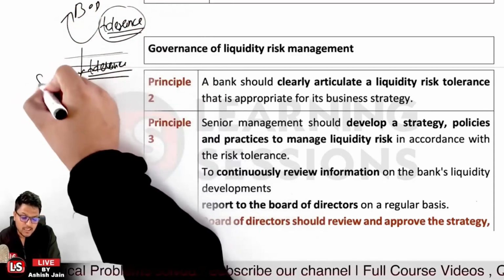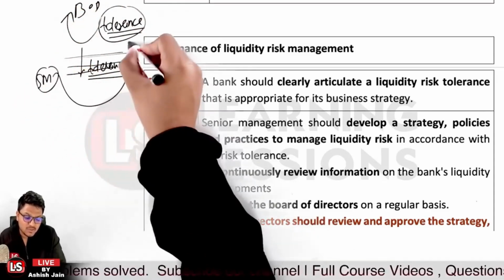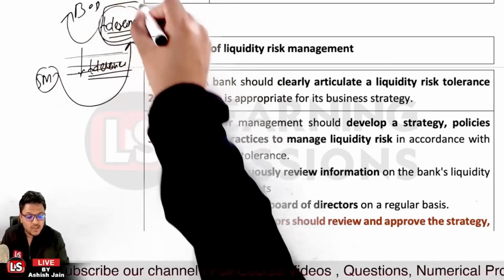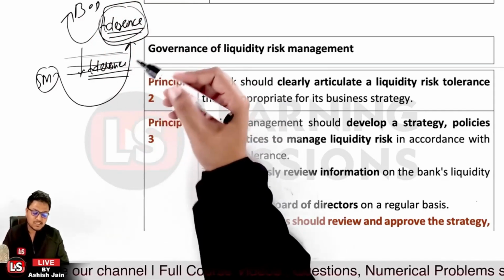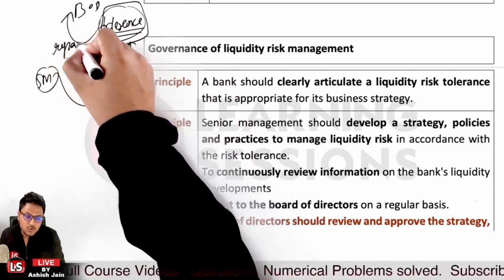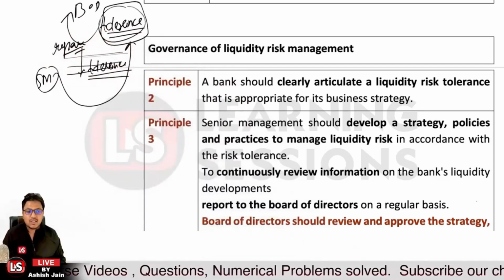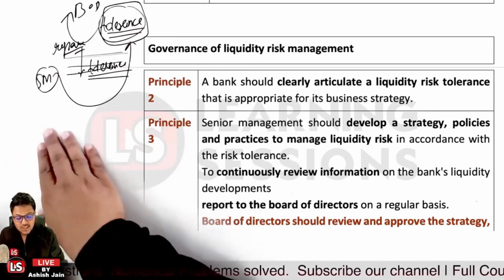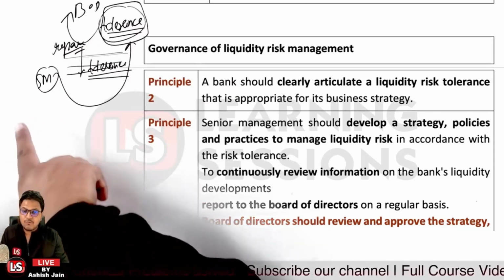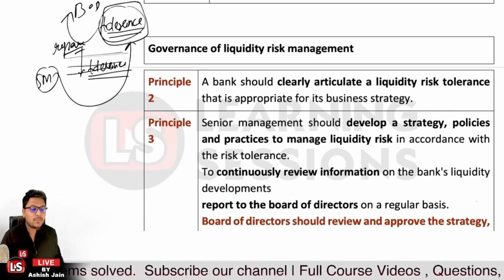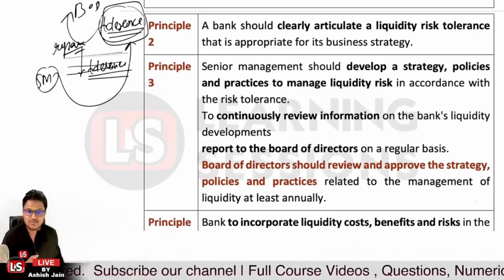So this is related to senior management. Senior management must have strategies, policies, etc., so that they can work in accordance with the tolerance limits set by the board of directors. Reporting must be done to the board of directors, and the board of directors must review the strategies, policies and procedures set up by the senior management. Okay, so that's the case related to it.